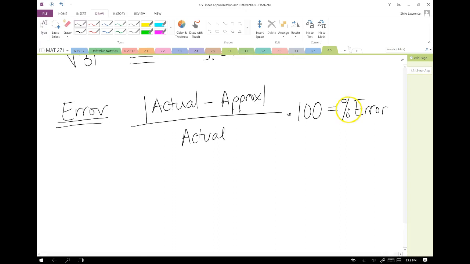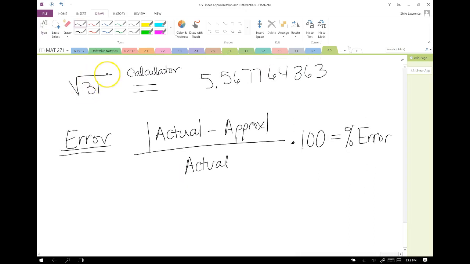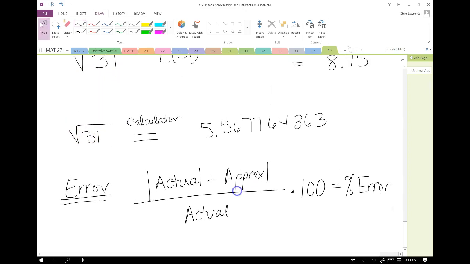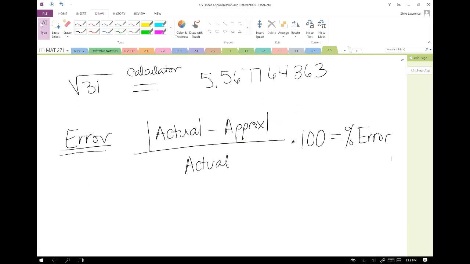So percent error, we've got absolute values in the top because we really don't care if we're over or if we're under. So it doesn't matter which one's bigger and which one's smaller. So we use the absolute values to throw out a negative sign. We want the actual value of square root 31 minus our approximated value, and then divide that by the actual value. That's going to give you a decimal. And then if we multiply it by 100, it will change it to a percent. And that's the error in our linear approximation.